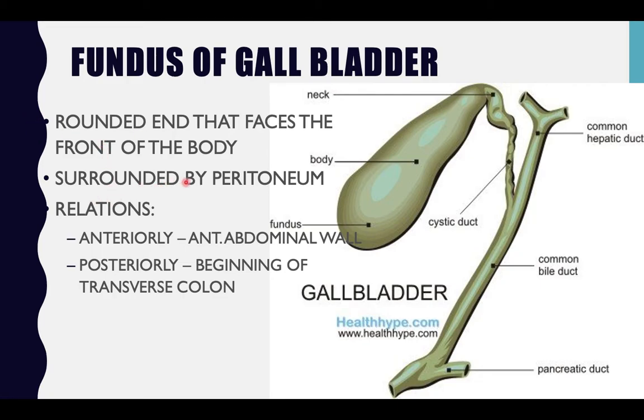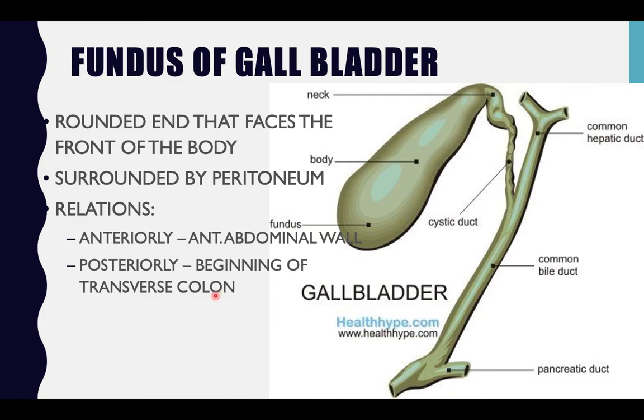It is surrounded by peritoneum on all sides. And it has some relations here. Anteriorly, it is the anterior abdominal wall. Posteriorly, the beginning of the transverse colon.